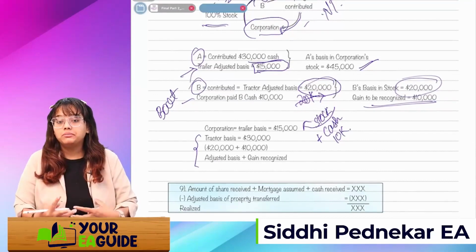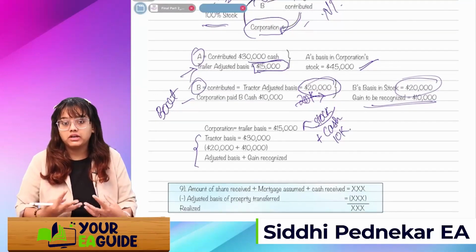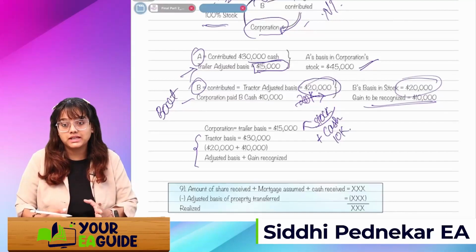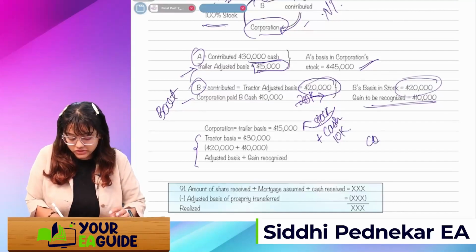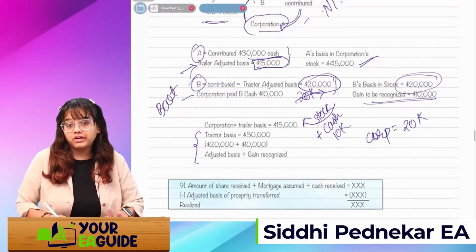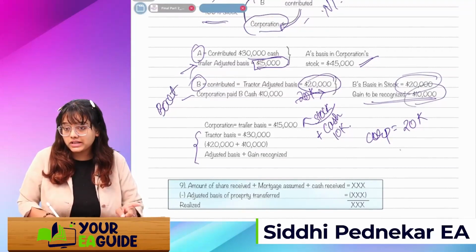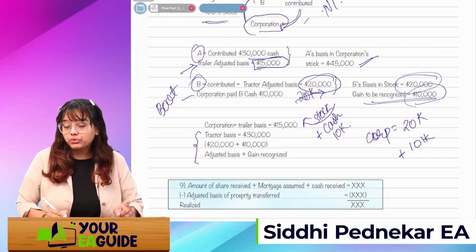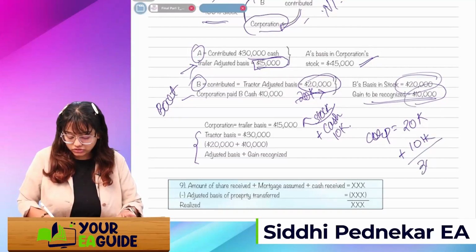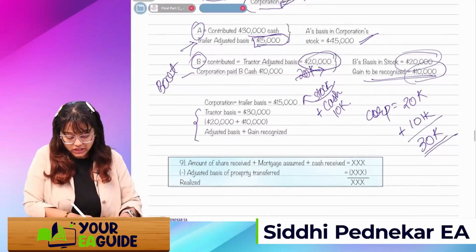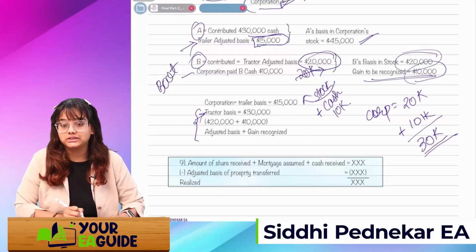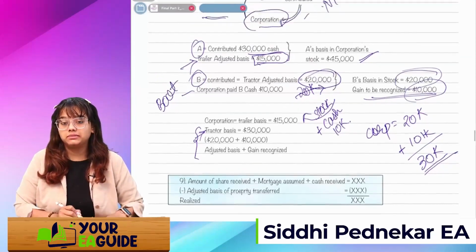B is providing a tractor, right? How much is the adjusted basis of the tractor? It's 20,000, right? So what will the corporation do? The corporation will record it at 20,000. But then the corporation will see, wait, B has already recognized a gain of 10,000. So in this 20,000, we will have to include the 10,000 as well to record it in our books. So for the corporation, 30,000 will be recorded as the tractor's basis. Simple formula: adjusted basis plus gain recognized.